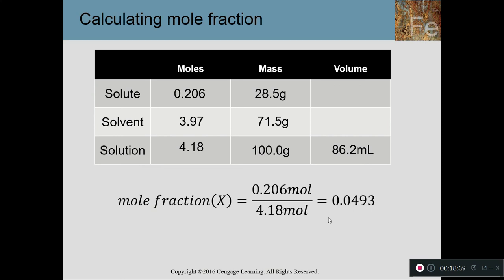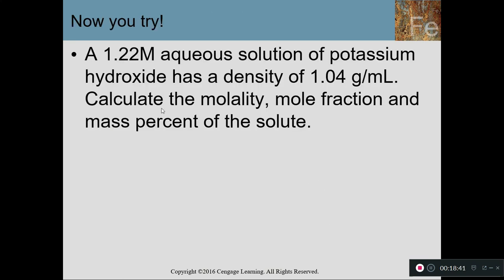Okay, so next, you try. I have a solution that's 1.22 molar, and it has a density of 1.04 grams per mil. I want you to calculate the molarity, mole fraction, and mass percent. Go ahead and pause this video to try it on your own, and then you can start it back up, and I'm going to show you how to do this one. So go ahead and hit the pause button now. I'll wait. See you on the other side.